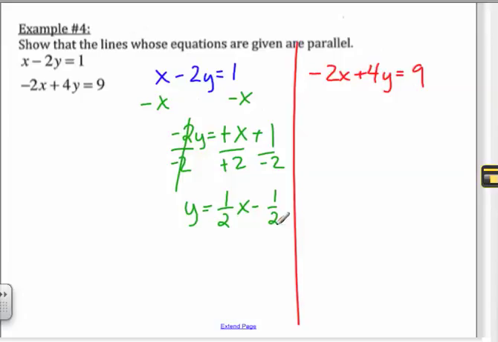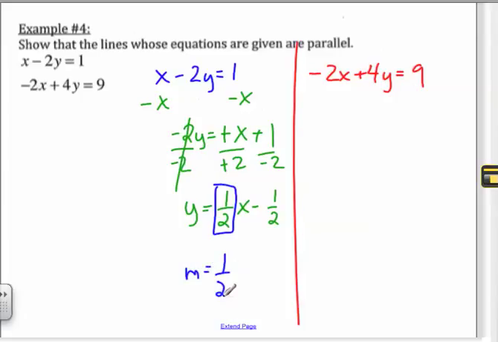Okay? Now, what part of this equation am I worried about? What part am I looking for, Jordan? The slope. The slope, and what is it? It's the coefficient in front of x, which is 1 over 2. So the slope of this line is 1 over 2.